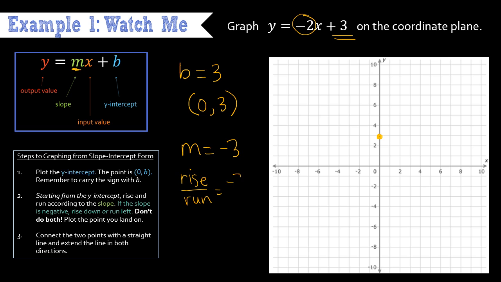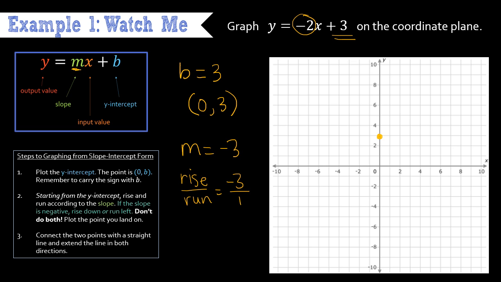When you have a whole number like this, we're going to put it as a fraction. We always put it over 1. So if you don't have a fraction, put it over 1. That way you know how many units to run or to move in the x direction. You'll always move in both directions. So from the y-intercept, you always go back to the y-intercept. We're going to graph the slope.